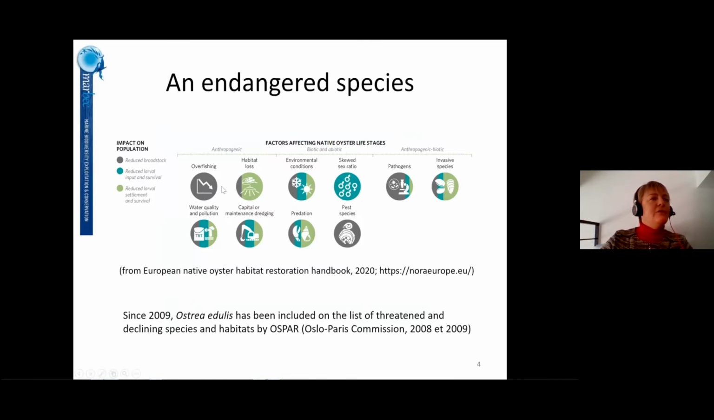As you can see on this graph that comes from the European Native Oyster Habitat Restoration Handbook that you can find on the NORA website, several factors are affecting native oyster life stages. I talked about overfishing, but also pathogens, invasive species like the cupped oysters, the environmental conditions, and so on. So clearly, several groups and farmers are now dealing with restoration projects in France and Europe.